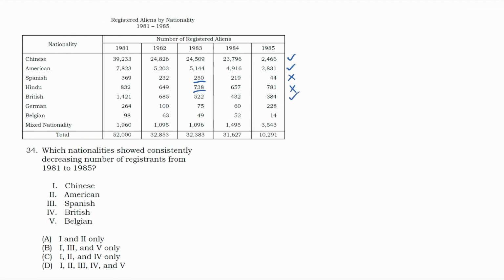So, okay. And then, German, dito nag-increase siya sa 1985. So, hindi rin kasama. And Belgian, nag-increase siya dito sa 1984. Mixed nationality, nag-increase siya sa 1985. So, hindi rin siya kasama. Yan. So, yung kasama lang is yung Chinese, American, and itong nasa gitna, yung British. So, Chinese, American, British, that is letter. So, 1, 2, 4, letter C.